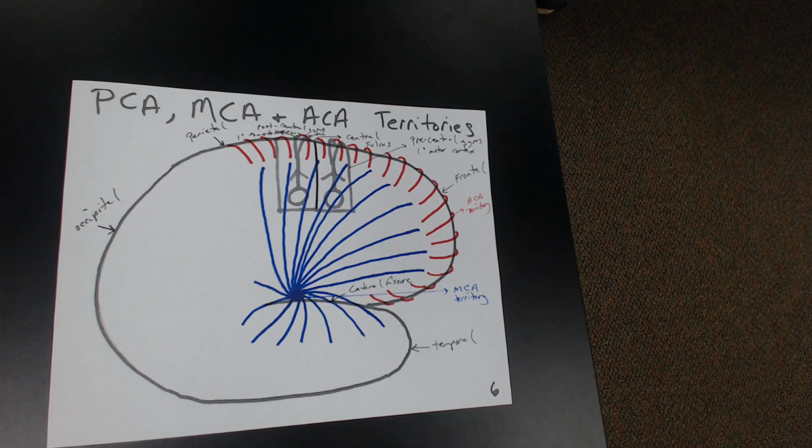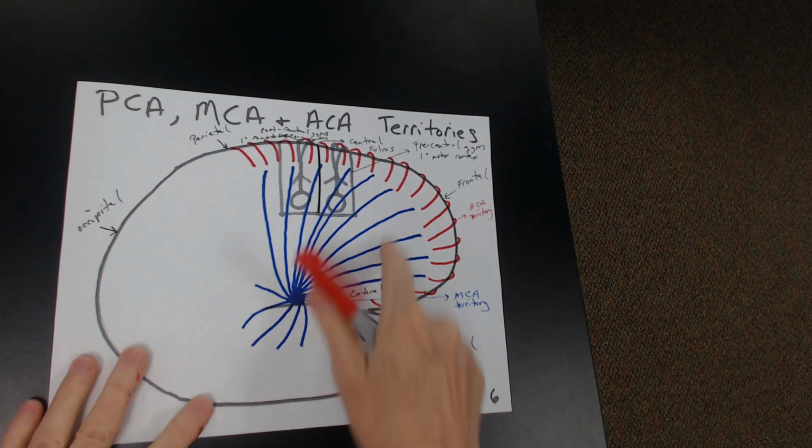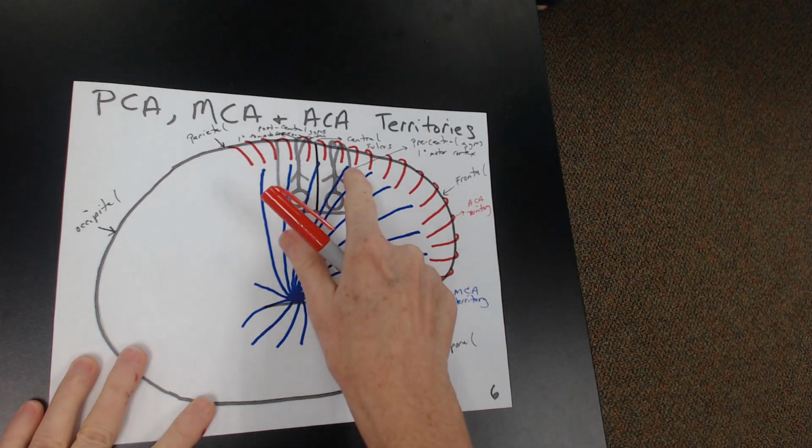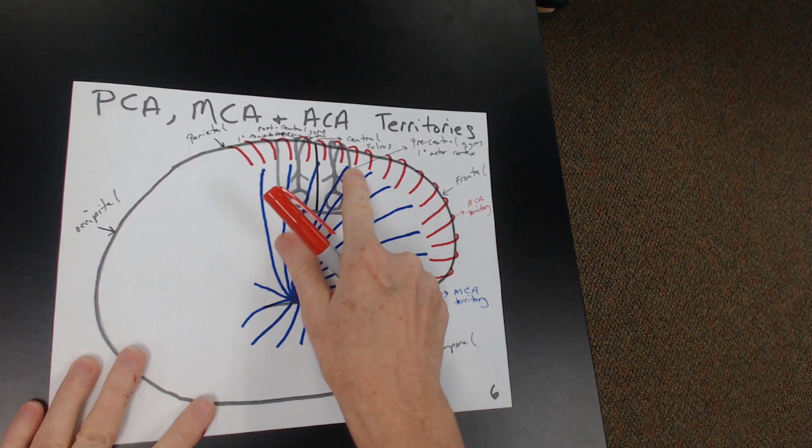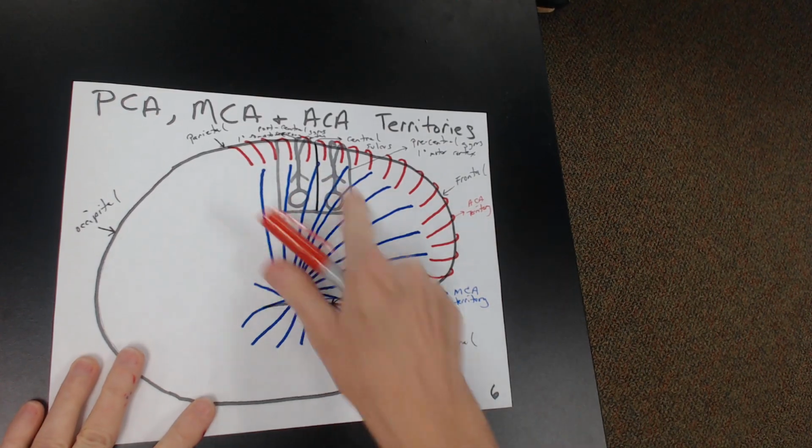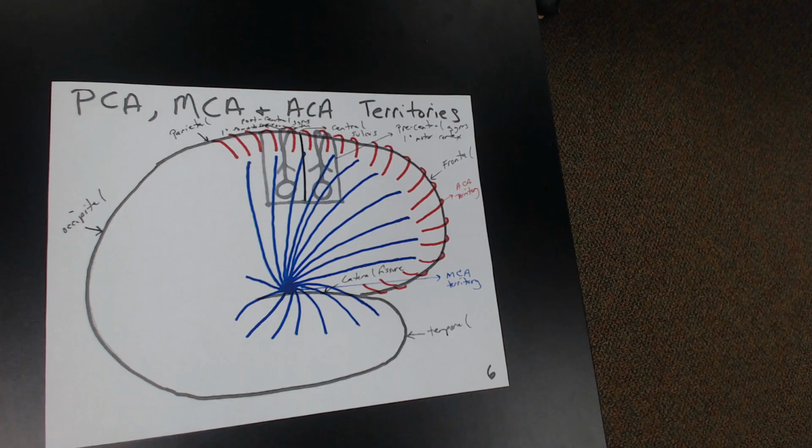But if you get a patient who has an MCA stroke, are their arms or legs going to be more affected? Arms. Arms, trunk, face, all that's going to be affected. That's going to be MCA. That's the difference between the ACA and the MCA.